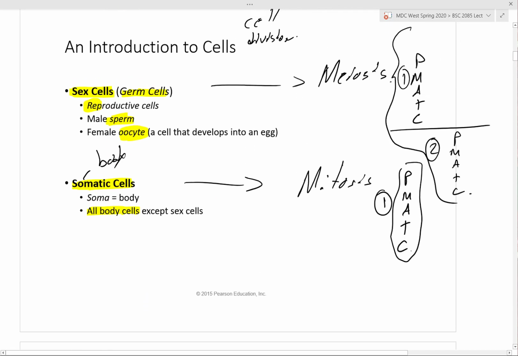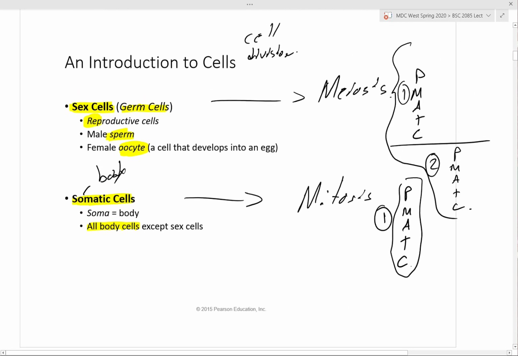All right, let me just go back. So it means that every single time that you create a spermatocyte or an oocyte, what process should you go through? Mitosis or meiosis? Meiosis, right? How many cycles? One or two? Twice, right? Through the PMAT cycle. Okay, awesome.